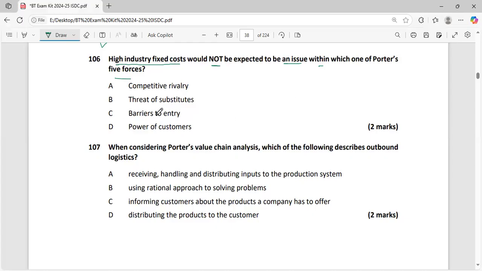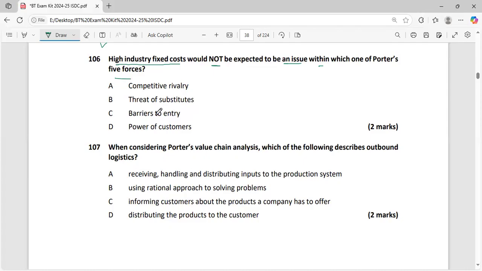Third one is barriers to entry. Barriers to entry are the barriers we create against new entrants. New entrants are going to become our competitors. They are more dangerous than the substitutes. Substitutes at least are not becoming our competitors, so the loss of market share will be minimal. The loss of profit will be at its minimum level due to the threat of substitutes, so we are still able to bear the pressure of high fixed cost.